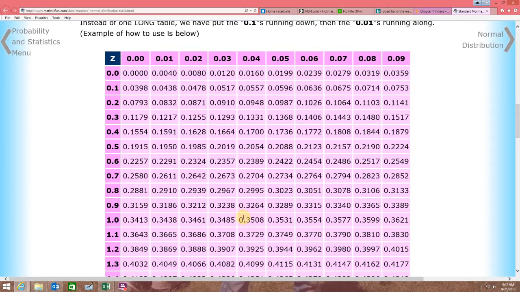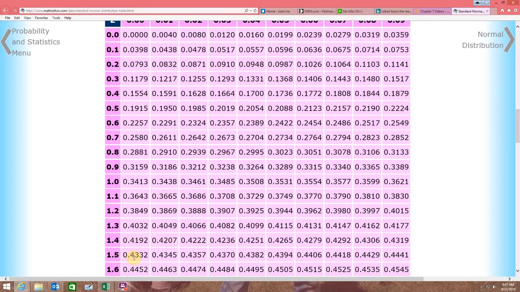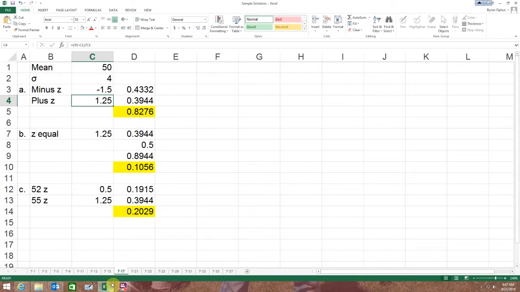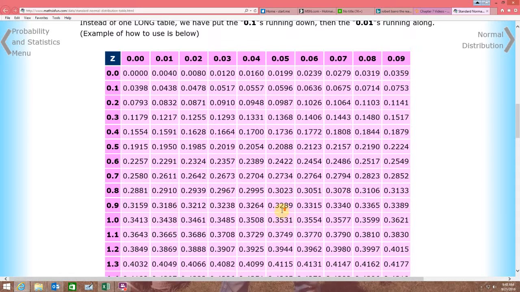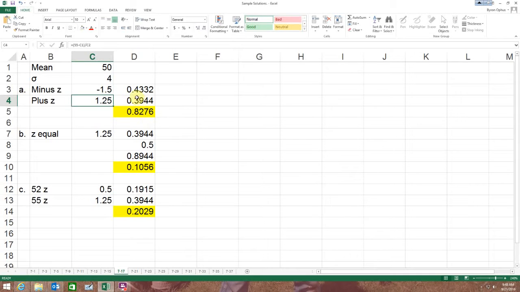But for the first one, which is minus 1.5, we're right here. 0.4332, which I can input in there, and then my 1.25 to the plus. We'll look at that chart again. 1.25 is 0.3944. Again, remember, this means that this is to the left of the mean, 43%, and this is to the right of the mean, 39%, and I want to figure out what's in between there.